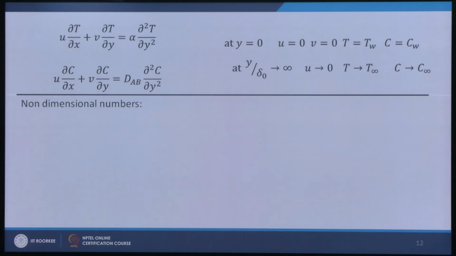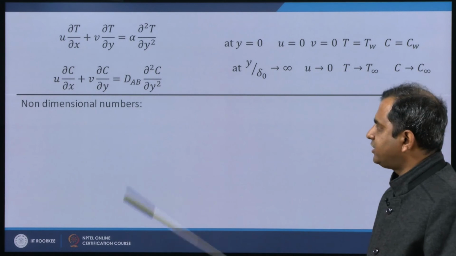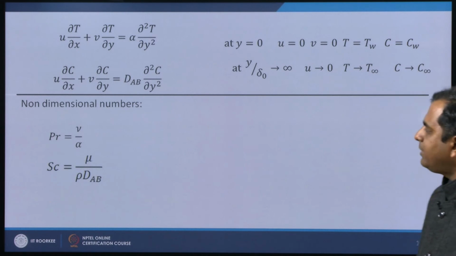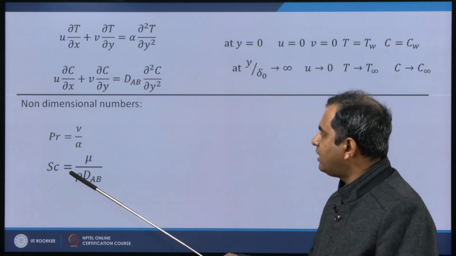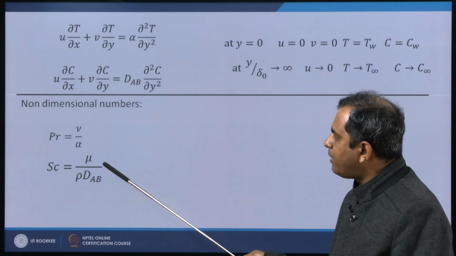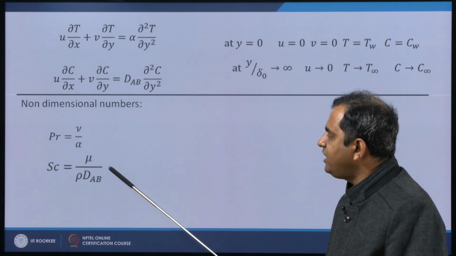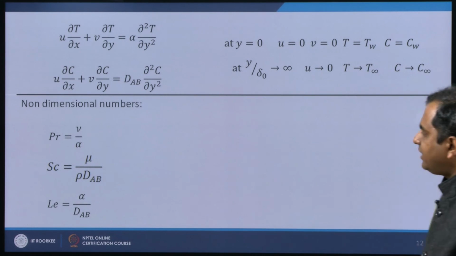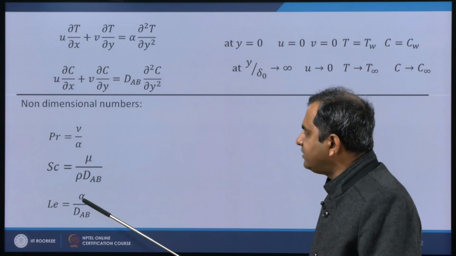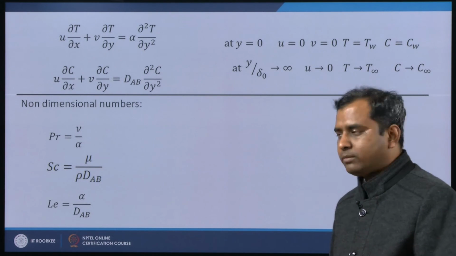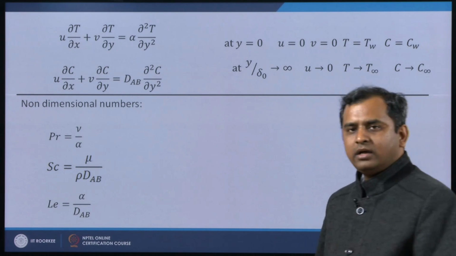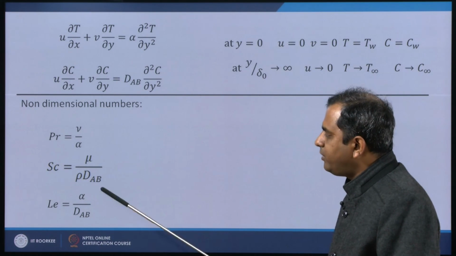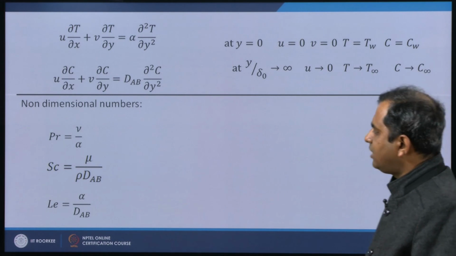Now, let me show you what non-dimensional numbers are important for mass transfer. Already we know the Prandtl number, which is nothing but nu by alpha. Similar to that, we will also have the Schmidt number, which is nothing but mu by rho D_AB, where D_AB is the mass diffusivity, which I have introduced in this lecture. Then we will have the Lewis number. Lewis number is nothing but alpha by D_AB. Alpha we know is the thermal diffusivity, D_AB is the mass diffusivity. So, the Lewis number gives you the relationship between the thermal and the mass transfer effects.